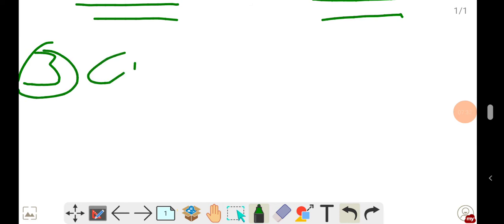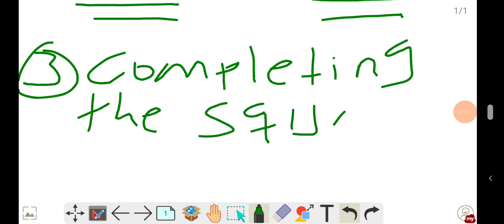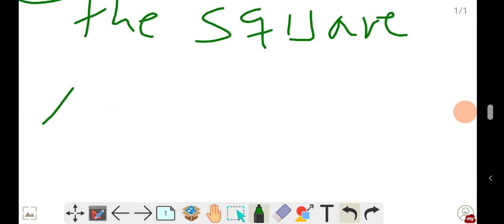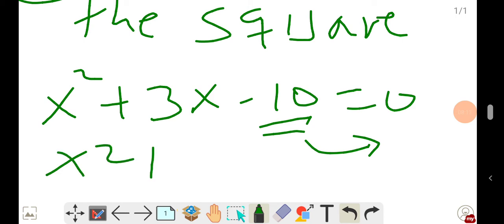The third one is the completing the square method. Okay, still the function is not changed. The function is x squared plus 3x minus 10 is equal to 0. In case of completing the square method, what to do? The first step, shift the constant term to the other side. So it will be x squared plus 3x is equal to 10.